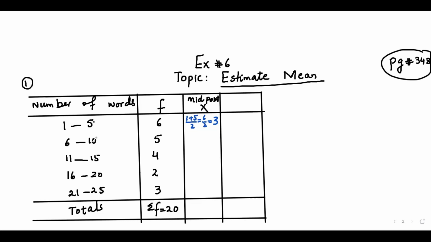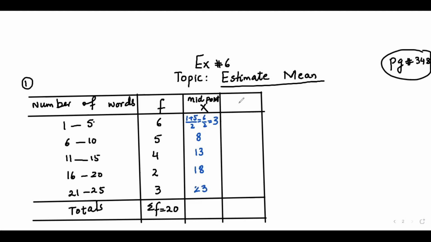6 plus 10 is 16. 16 divided by 2 is 8. 11 plus 15 is how much? 26. 26 divided by 2 is 13. 16 plus 20 is 36, divided by 2 is 18. And then 21 plus 25 is 46, divided by 2 is 23. This is your data for the x.